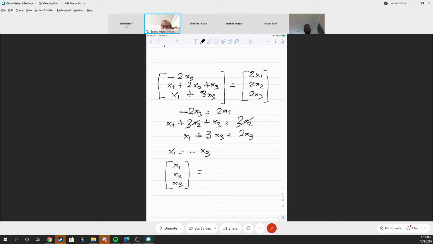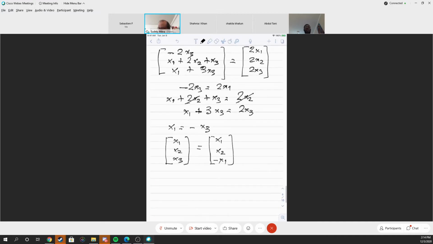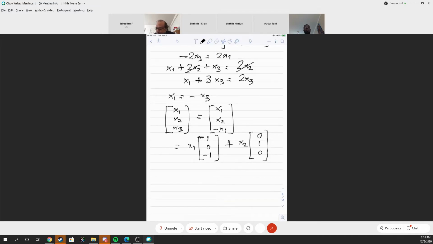So I write it this way. x1 is minus x3, x3 is minus x1. So x1, x2, x3 is minus x1. Since this is a repeated root, this is what you will be getting: x1 times (1, 0, minus 1) plus x2 times (0, 1, 0), with x1, x2 scalars.